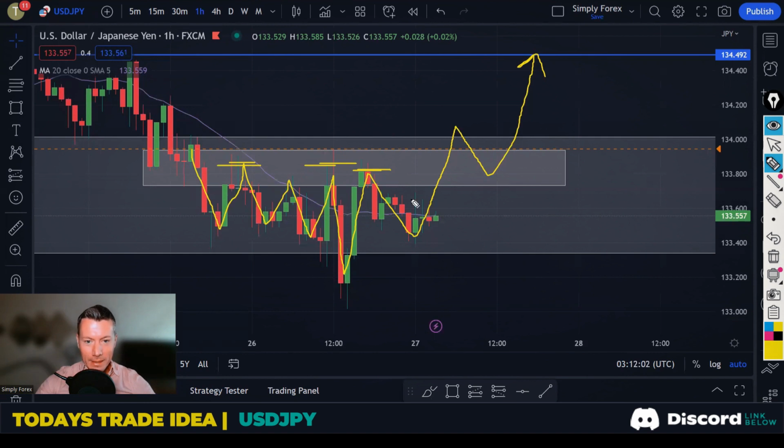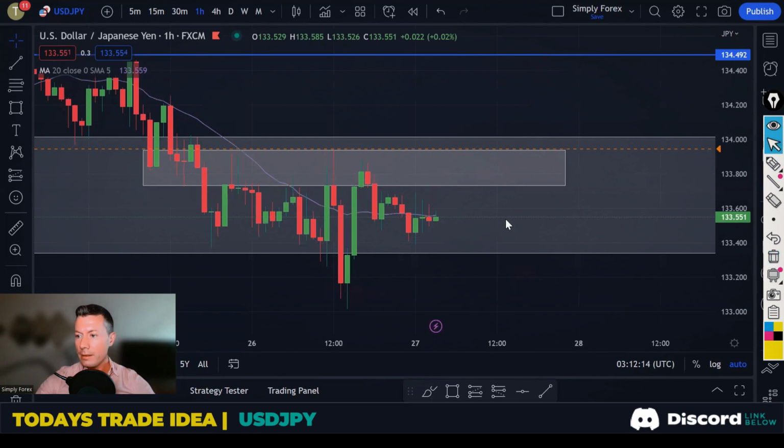So yeah, break own. This is the own. I'm not looking for buys down here, not interested. I want to see a break of this level, retest, take price up, guys. All right, so yeah, those are the trade ideas for today.